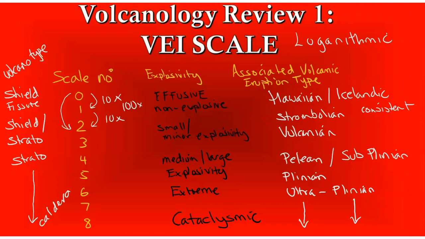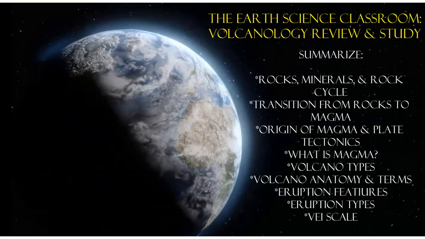Then you get the 7 and 8. This is cataclysmic. This is world events. This is changing our planet as we know it, how we reside on the surface according to Mother Nature's will. And these are Ultra-Plinian, and they are very large. Some have changed the course of history, and some might in the future. These are definitely very, very large, explosive eruptions. So this is the roundup.